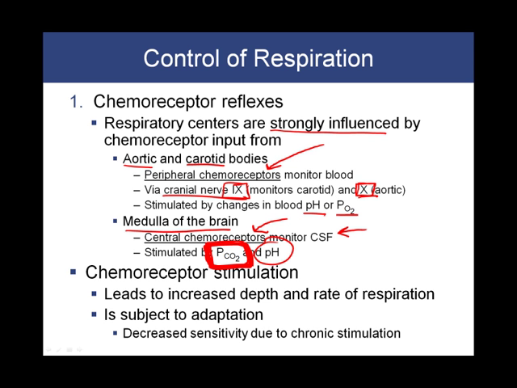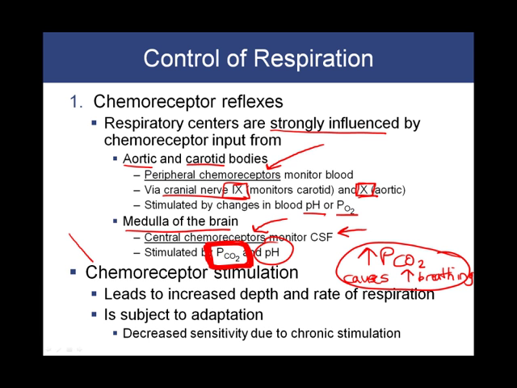Changes in carbon dioxide in the bloodstream are the most important drive to breathe. You have increased amounts of carbon dioxide, you breathe more. Low amounts of oxygen are important, but carbon dioxide going up, higher partial pressure of carbon dioxide, causes you to breathe. Increased partial pressure of carbon dioxide causes increased breathing.